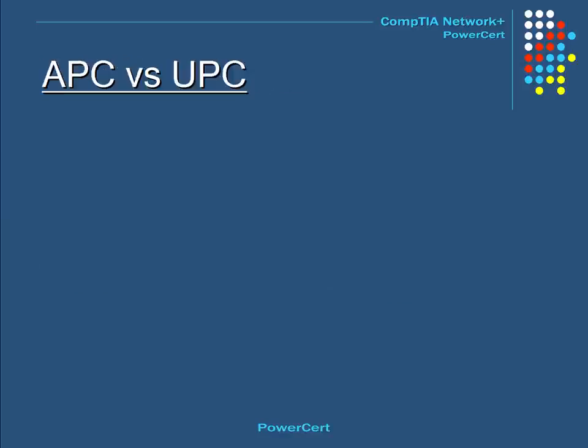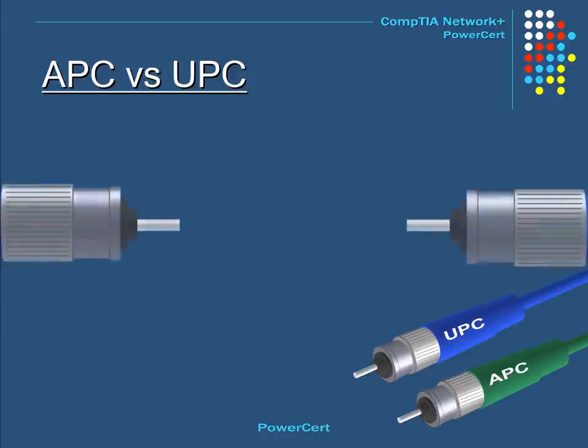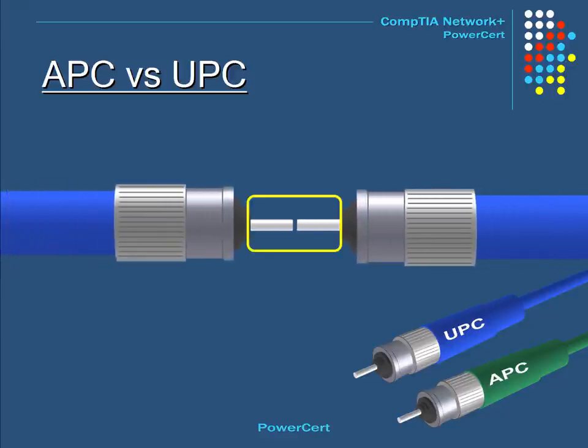Now we're going to talk about the difference between UPC and APC connectors. As an example, we're going to use a group of ST fiber connectors equipped with UPC and APC connectors. When fiber optic connectors make a connection to each other, the point at which the connection is made is not perfect because of the small imperfections of the surfaces.